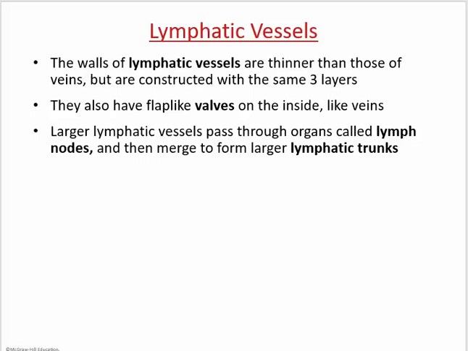Now, the larger lymphatic vessels, especially when they get to the places that bend, like the knee and the hip, the elbow, the armpit, the neck, pass through organs called lymph nodes. They go through chains of lymph nodes, and the vessels just keep getting bigger and bigger. Once they're through all the nodes, we call them lymphatic trunks. And then the trunks come together to form lymphatic ducts.